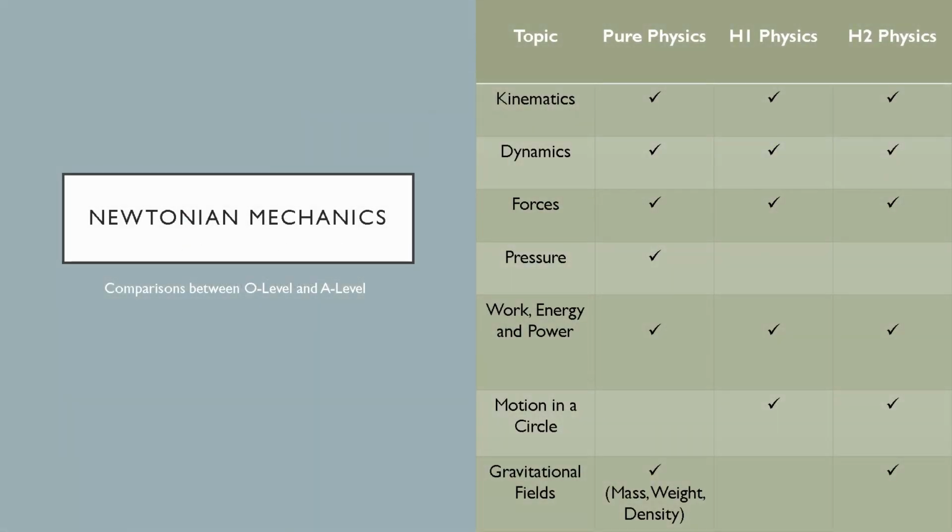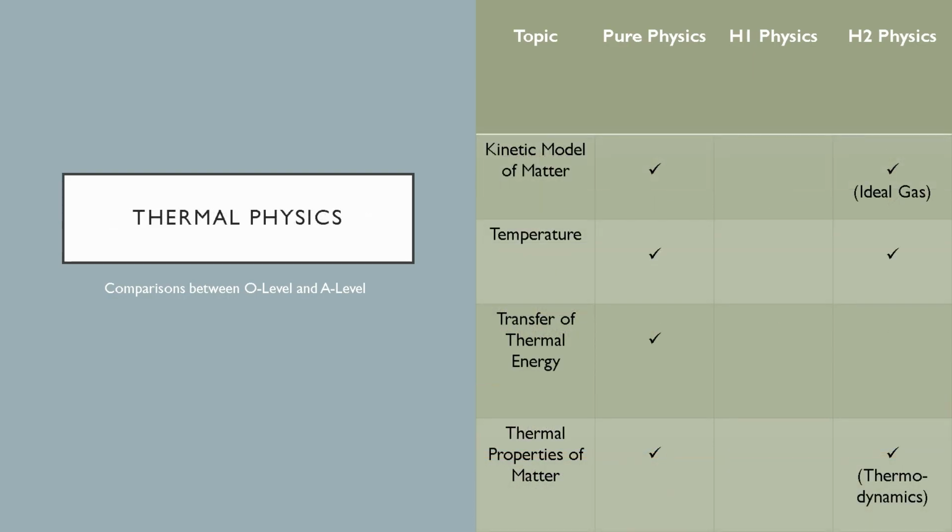Looking first at Newtonian mechanics, we can see that there is nearly a complete overlap between pure physics and A-level physics. The main difference is that pressure is no longer a topic at the A-levels, and circular motion is a new topic. Now, looking at thermal physics, we observe that this module is completely excluded from the H1 physics syllabus. Between H2 and pure physics, it can be said that while pure physics focuses more on breadth, with the increased number of topics, H2 physics focuses more on depth, with the increased number of learning outcomes per topic, which are not shown here. This is in fact a recurring trend which we would observe more.